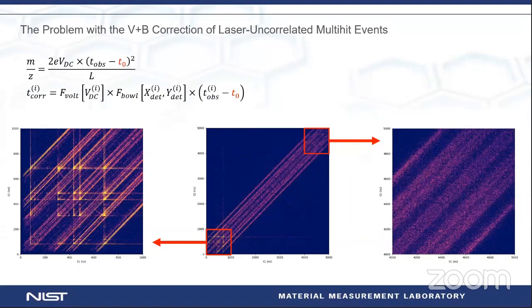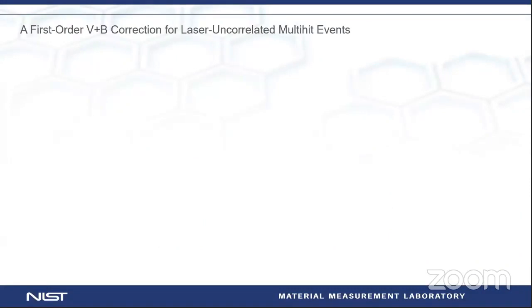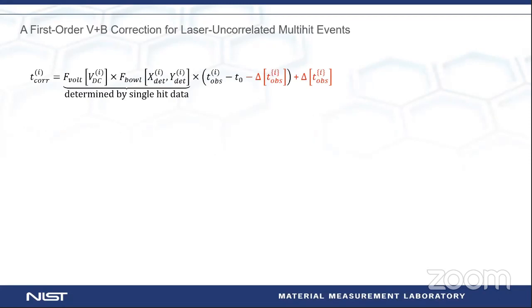And so the question is, can we do better? So a first order way of trying to fix this, a voltage and bow correction for these laser uncorrelated multi-hit events, we approached as follows. We determined the voltage and bow corrections from the single hit data, or the 1D histogram data. And then we use the time of flight. We actually subtract off this number that's given by a function delta. And this is a function of the flight times for a set of multi-hit events.